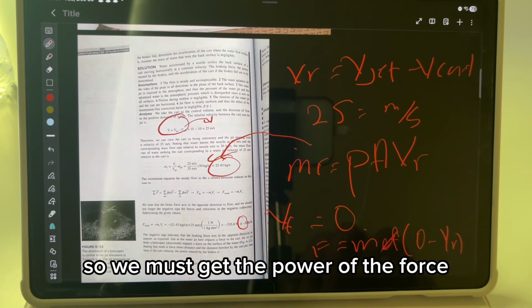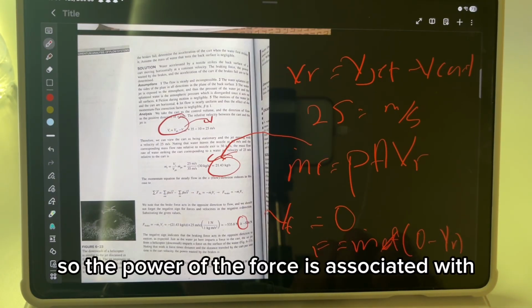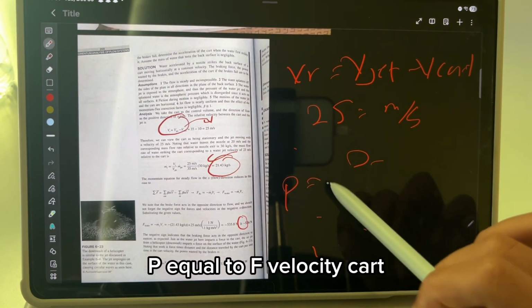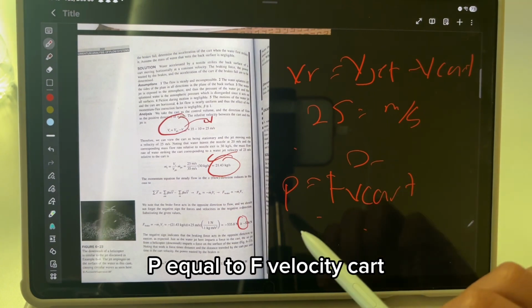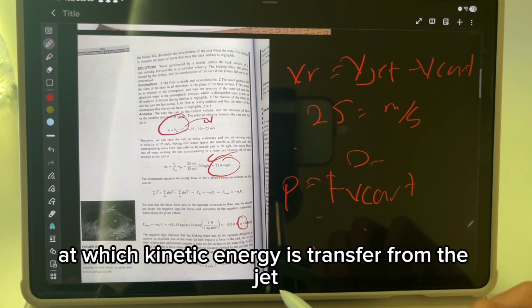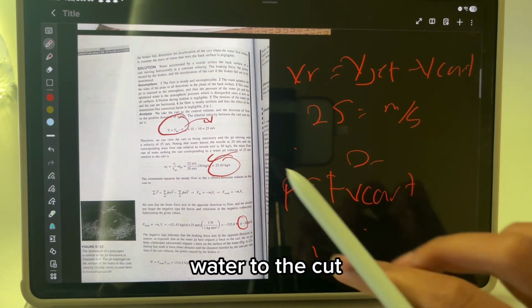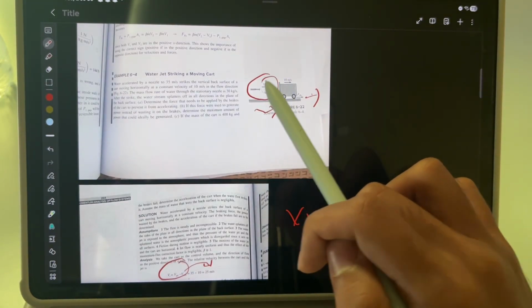Next, we find the power of the force. The power associated with this force is given by P equals F times the velocity of the kite. This represents the rate at which kinetic energy is transferred from the water jet to the kite.